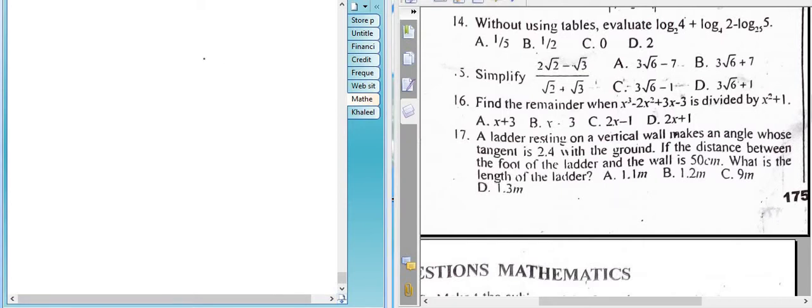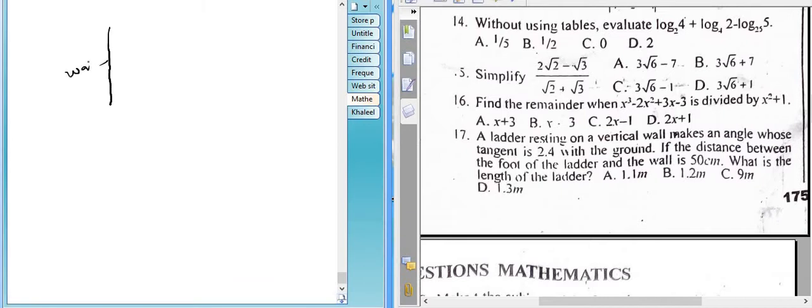Okay, so assuming that this is the wall, we have something, let's say like here, this is the wall, and let's see, this is our ladder, this is the ladder.